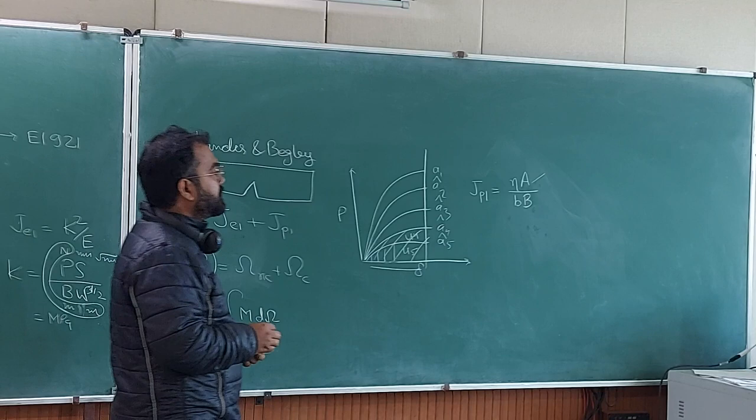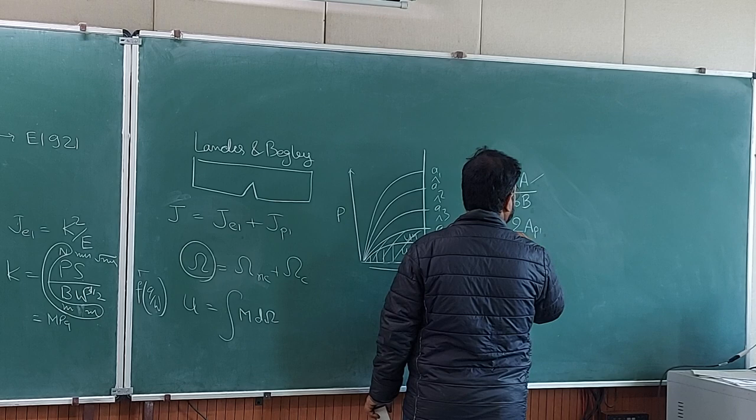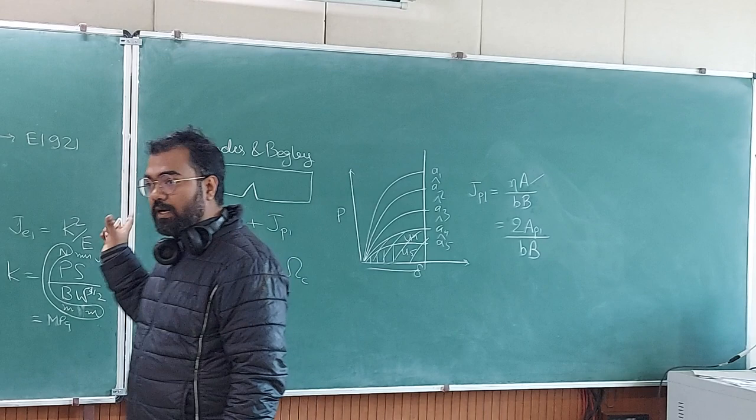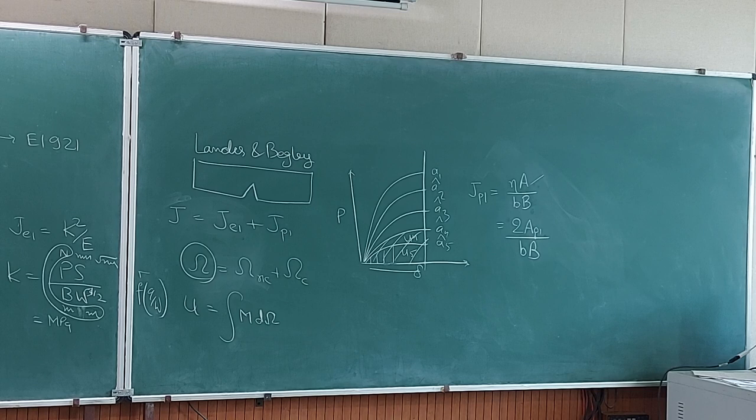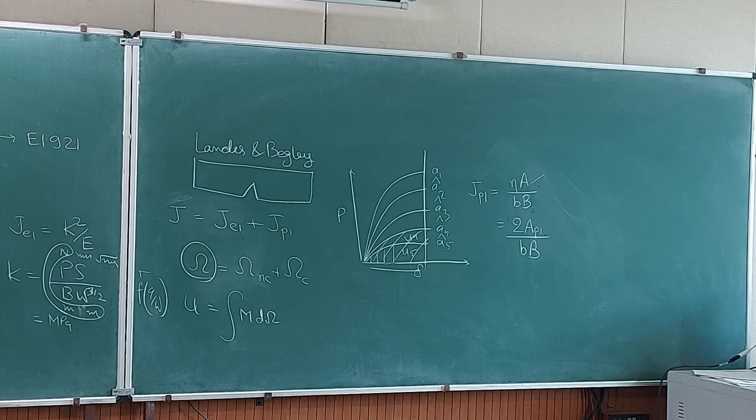And for Rice's derivation, this was 2. So 2 into area plastic divided by B into B. So you have to remove the elastic part from the load displacement curve. So this is what Rice gives, and then comes the single specimen approach to calculate the value of J integral. And you also want to find out J integral with a variation of delta A.